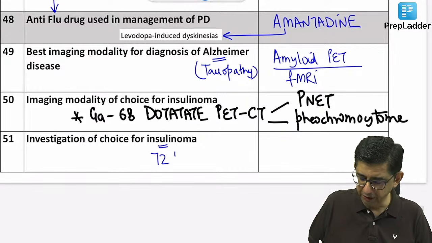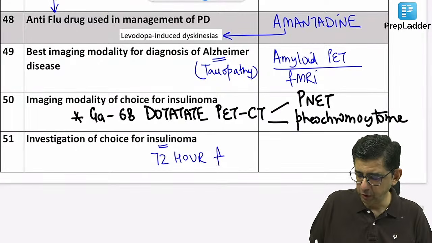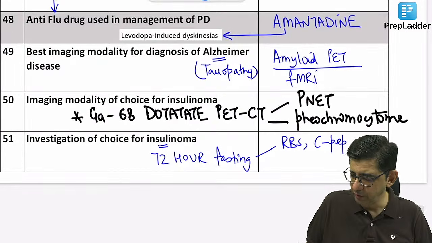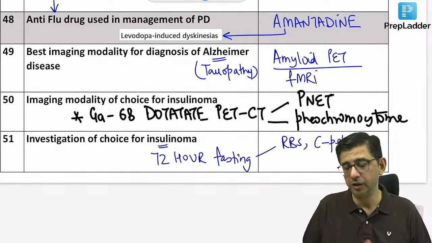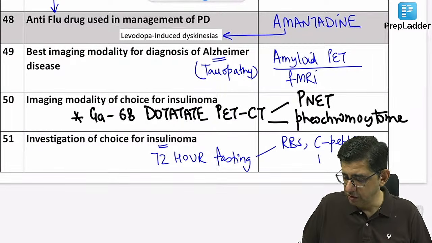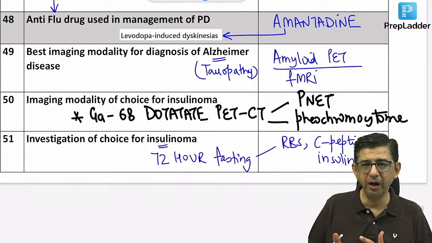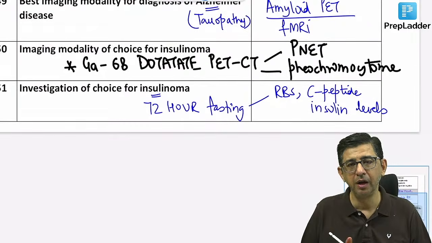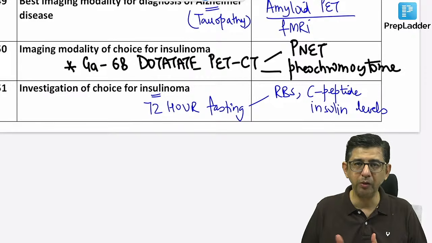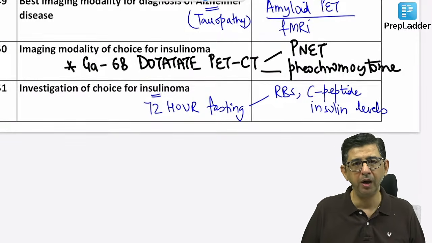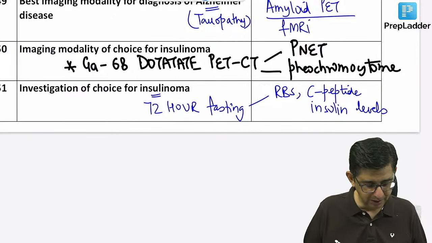Yes, it is 72-hour fasting. In the 72-hour fasting, we will be checking the values of random blood sugar, the C-peptide values, and along with this, his RIA fasting insulin levels. What you will notice in this patient is that the random blood sugar will be low, but C-peptide and insulin will be high. That helps in identification. After sulfonylurea abuse has been ruled out, random blood sugar will be low, C-peptide will be more, insulin will be more, because it's after all a tumor of the beta cells.